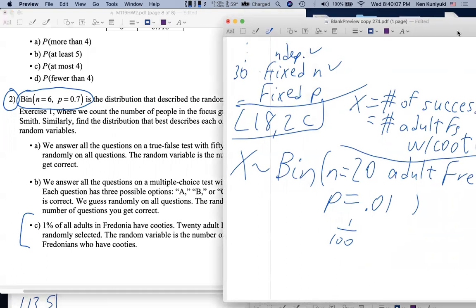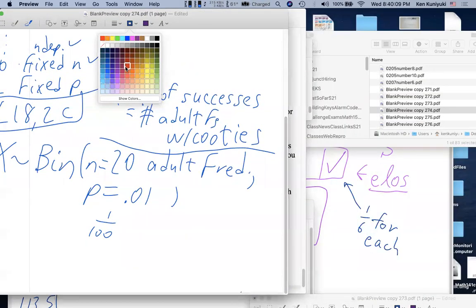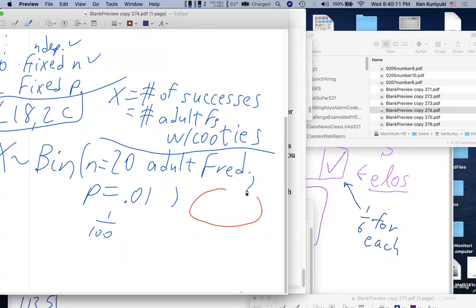All right. So the idea is that, I'll go to red. The idea is that we have this big pool of adult Fredonians, right? Here's the pool of adult Fredonians. And from here, we're grabbing a sample of n equals 20 adult Fredonians. In the big pool here, we're saying that 1% of all adult Fredonians have cooties. But the thing is, for each of the individual Fredonians in our sample, each of these people has a 1% chance of getting cooties.